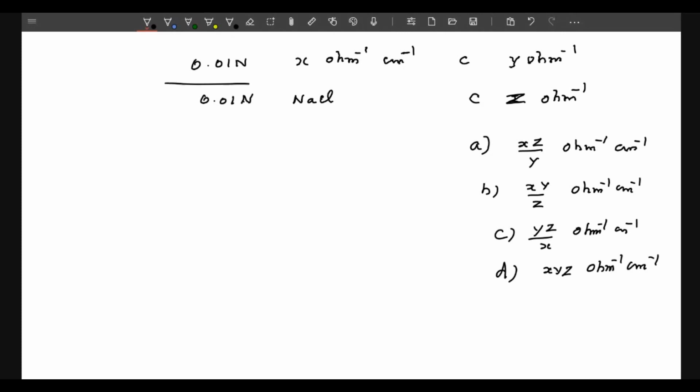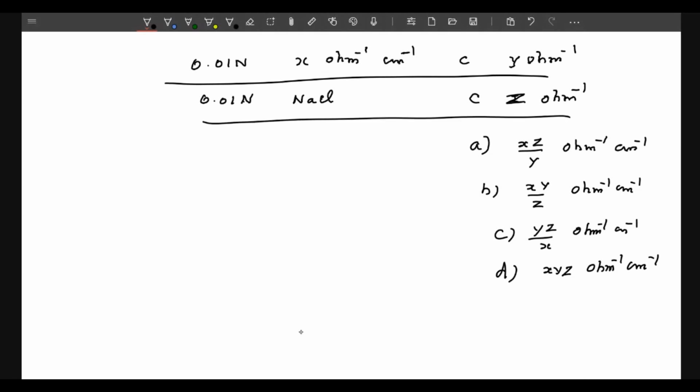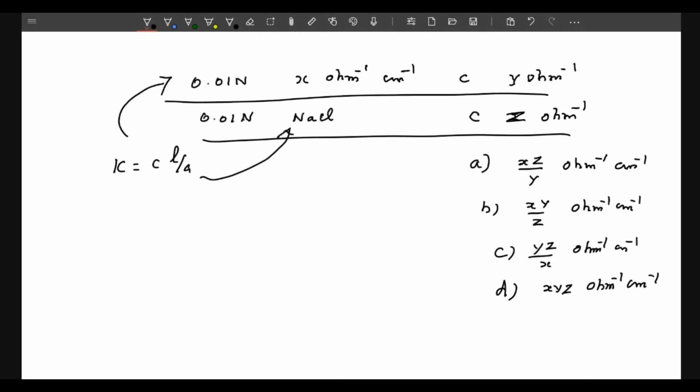Here you have to take two types of the kappa equation. Kappa is equal to C into L by A. For potassium chloride apply one time, for sodium chloride apply another time, and put the X for the unknown and find out the value. It is an exercise for you.